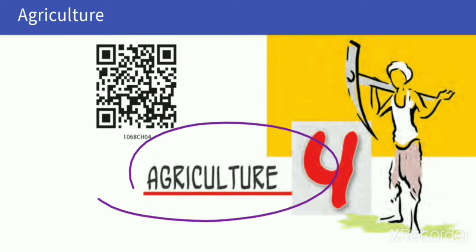Livestock means animal. So in this way we find that agriculture is the combination of three activities. The first one is cultivating the soils, second one is harvesting of crops, and the third one is rearing and management of animals. So now let us start the chapter.